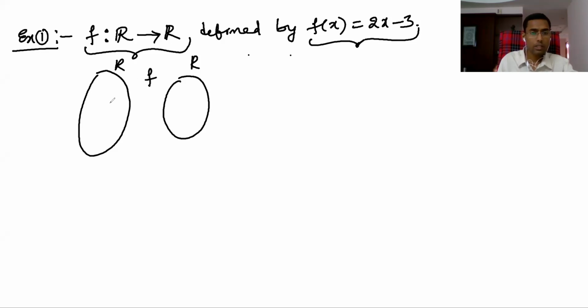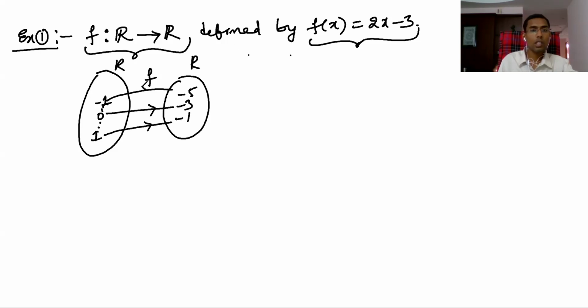Here, if you take x, I am taking so many elements between -1, 0 and 1. So here -1, let's say after 0, so many elements will be there. So for 0, what is the image? -3. Few elements I am writing. For -1, what is the image? -5. For 1, what is the image? -1. Like this, few elements I wrote. So like that, it is infinite.